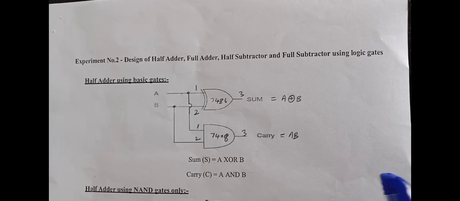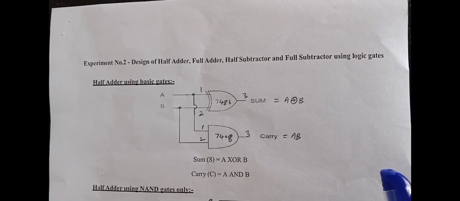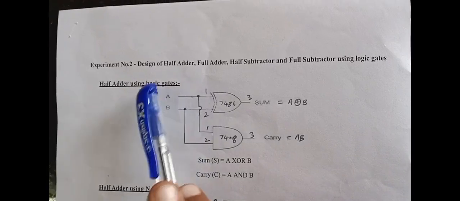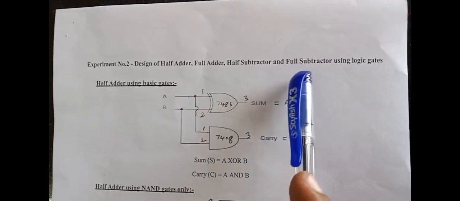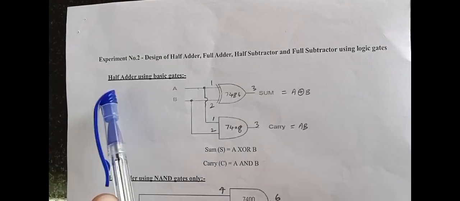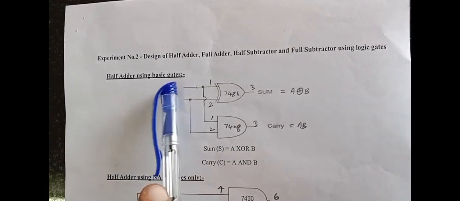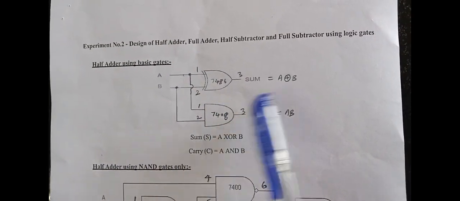Welcome to all. Today I am going to discuss undergraduate electronics lab experiment number 2: design of half adder, full adder, half subtractor and full subtractor using logic gates. In that, the first experiment is the half adder using basic logic gates. Half adder means it performs the addition operation.